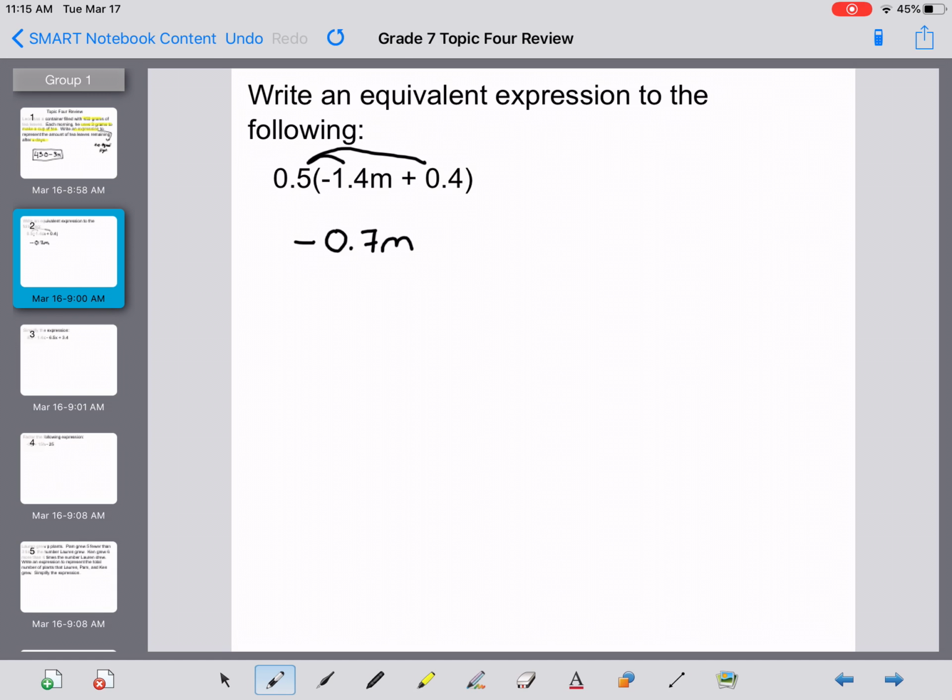0.5 times a positive 0.4 is equal to a positive 0.2. So this is an equivalent expression: negative 0.7m plus 0.2. These two expressions are equivalent or equal to each other.